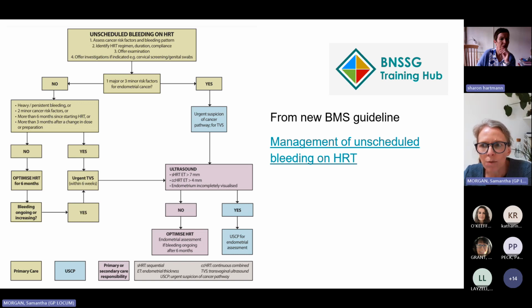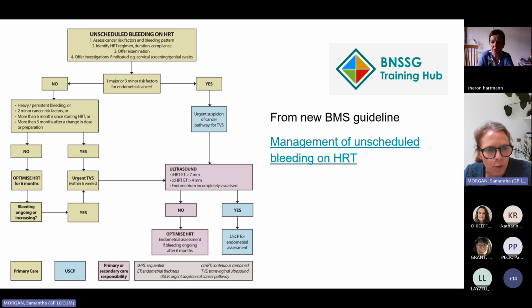So as you can see at the top of this flowchart here, it's using patient risk factors for endometrial cancer as being really one of the key factors in the decision making. And I'll explore these risk factors a bit more on the next slide. Alongside that, it's reviewing the type of bleeding somebody's having. So we're going to be much more worried about heavy and persistent bleeding than we are about a light and frequent spotting sort of bleed. And also the timescale, how long that bleeding's been going on for, particularly relating to when the HRT was started.